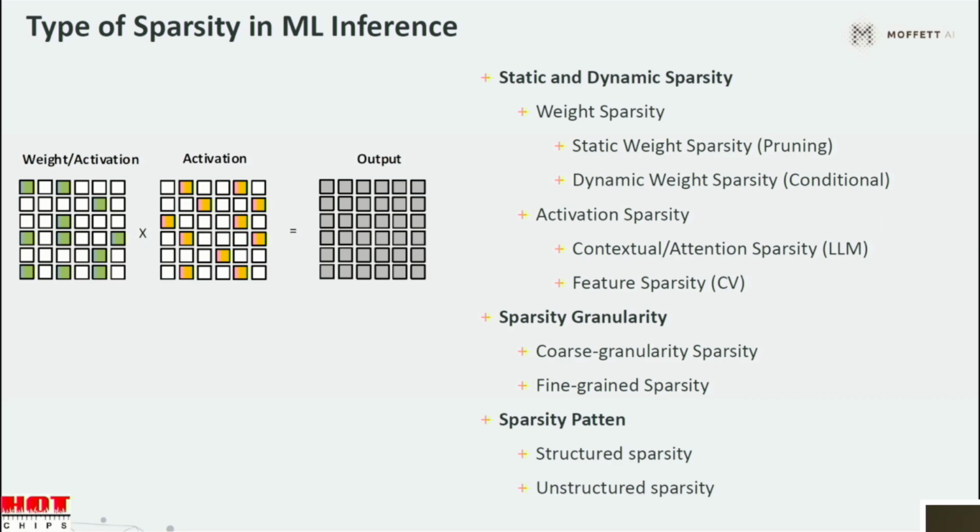And also based on the granularity of sparsity, there's coarse-grained sparsity. Basically, you can have a subset of the neural network, or a very large block of the neural network, pruned. This is called coarse-grained sparsity. You can also have fine-grained sparsity. For example, for convolution, you can prune channel-wise. And also for the sparse pattern, there's structured sparsity, and there's unstructured sparsity.